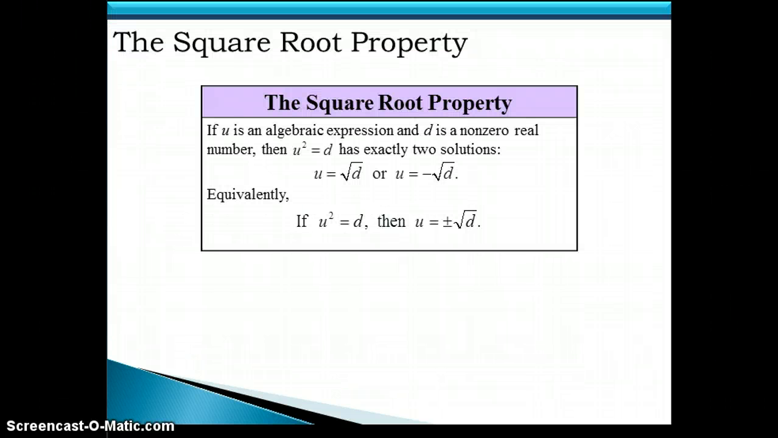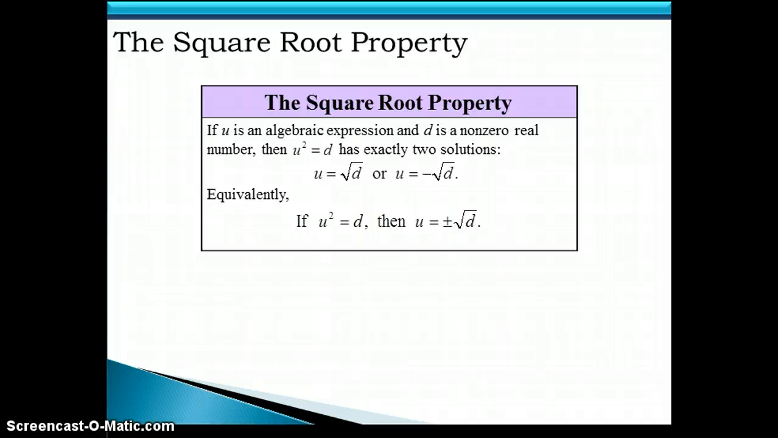The square root property says that if u is an algebraic expression and d is a non-zero real number, then the equation u squared equals d has exactly two solutions. One of those solutions is u equals square root of d, and the other solution is u equals negative square root of d.